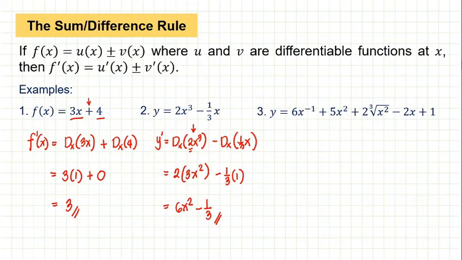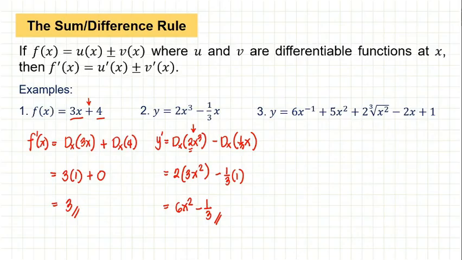Okay, so medyo madali lang siya. Now, for the last one, we have y equal to 6x to the negative 1 plus 5x squared plus 2 cube root of x squared minus 2x plus 1. Now, ito yung maganda sa sum or difference rule. It also holds for functions with three terms or more. So, meaning you can just take the derivative of every term separately pa rin.